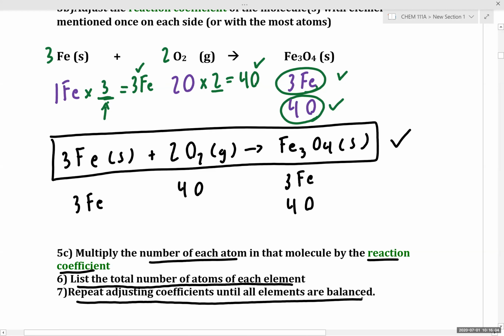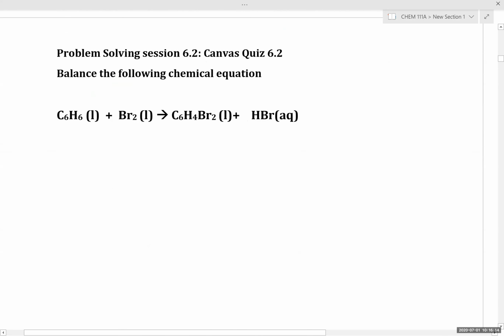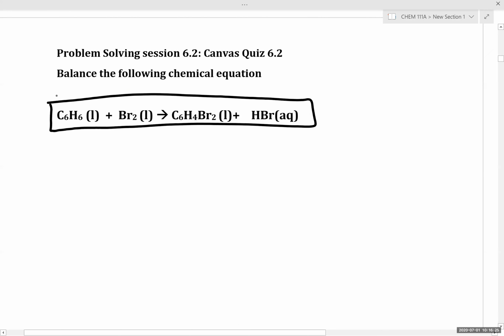Any questions on this example? So if we don't have any questions, what we're going to do is focus on applying this skill to balance a chemical equation. So I'd like you to take a look at the following chemical equation and balance it. You may want to rewrite this just so that we have a little more space to work with.